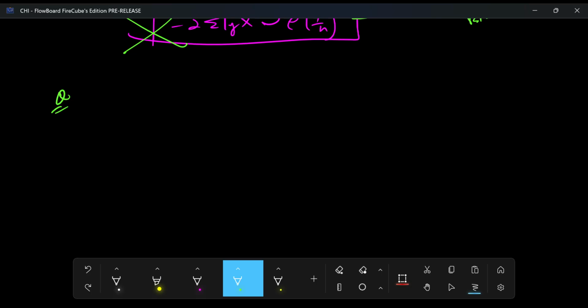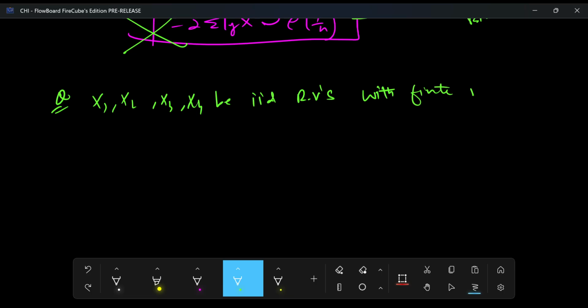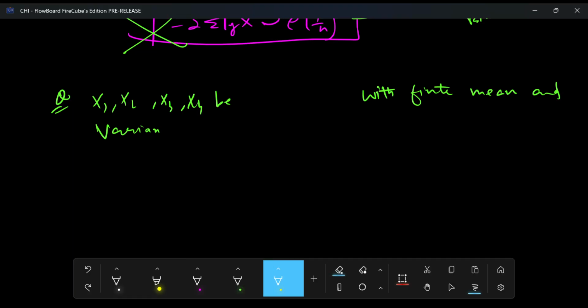See, question है X1, X2, X3, X4 be IID random variables with finite mean and variance, आईआईडी रैंडम, क्योंकि यहाँ हम सीधे बोलेंगे be a random sample, वो IID ही होता है, be a random sample with finite mean and variance is equal to 2, then which of the following is true?